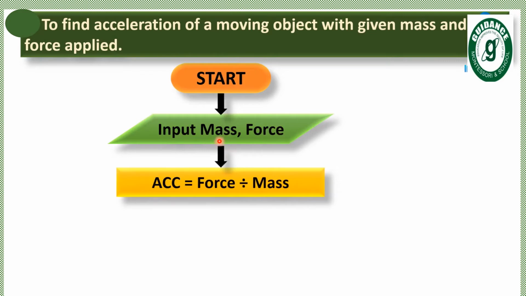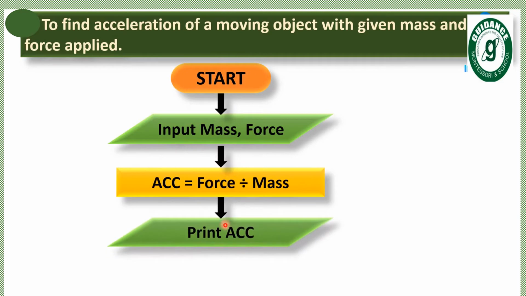Next again we have a flow line and the processing box. Now in the flow chart, what processing is happening here? Acceleration. We have to find out acceleration. So we use the formula force divided by mass. So the processing will be done by the computer and then it will give us output as a print. Now what output are we getting? That is acceleration and it will end your flow chart.